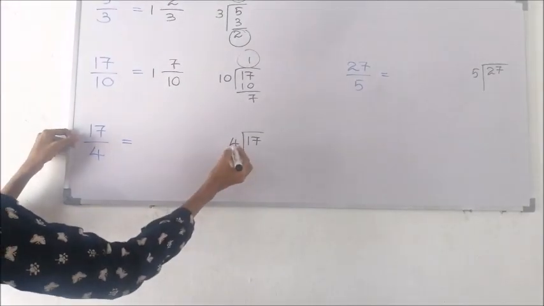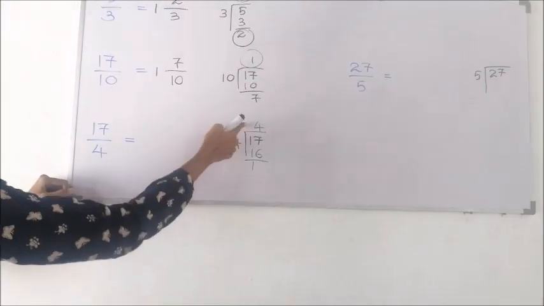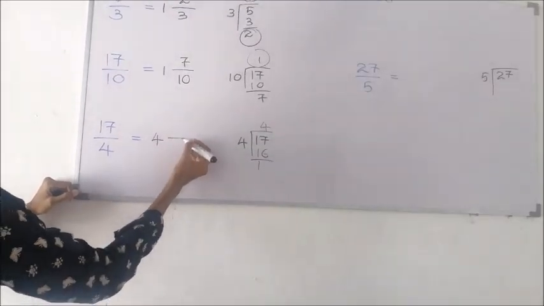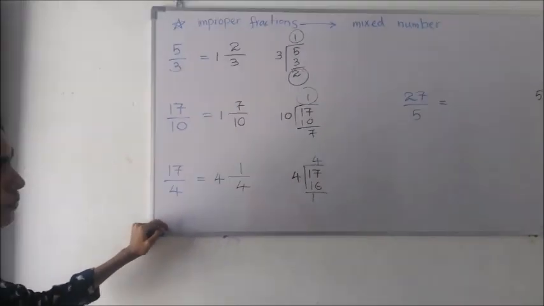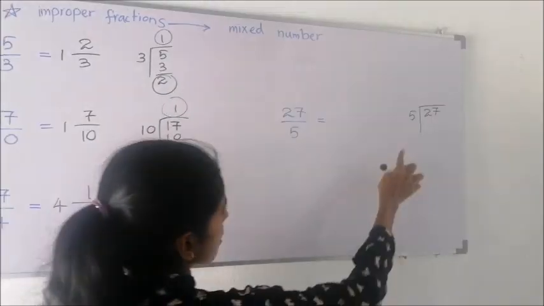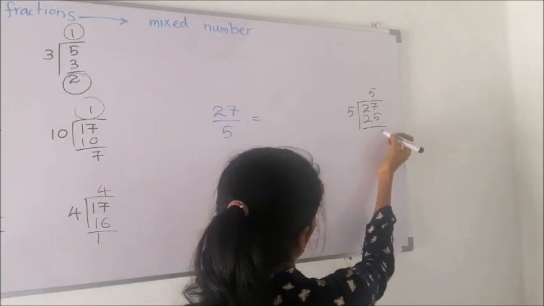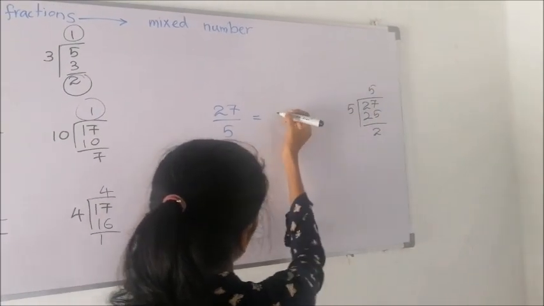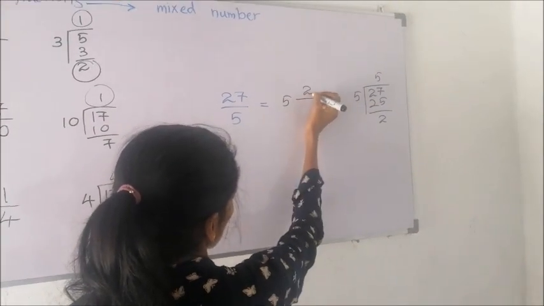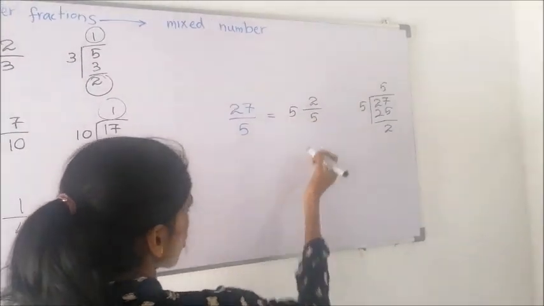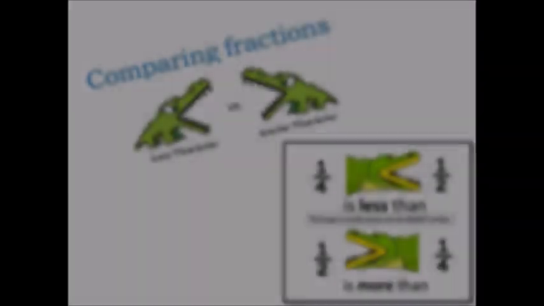Next, 17 divided by 4. 4 times 4, 16. 1 is remaining. This 4 can be placed as the whole part. Same denominator. Remainder should be the numerator. Next, 27 divided by 5. 5 times 5, 25. 2 are remaining. Next, the quotient can be kept as the whole part. Remainder should be the numerator, same denominator. This is how we convert improper fractions into mixed numbers.